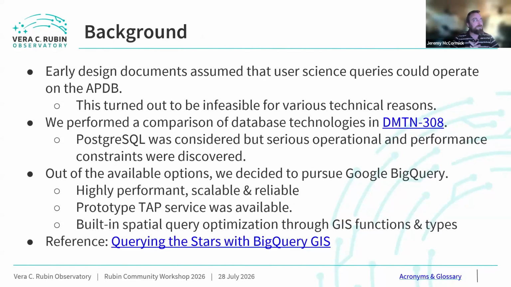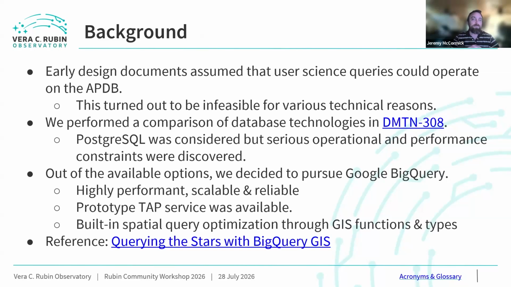Just a little background on this project. Some early design documents assumed that user science queries could operate on the APDB, which is a kind of transactional database used for the alert production. But for a number of technical reasons that I'm not going to go into, this turned out to be infeasible. Basically it has to do with the Cassandra database technology and the fact that you need to split your analytical work off from the transactional work of generating the alerts.